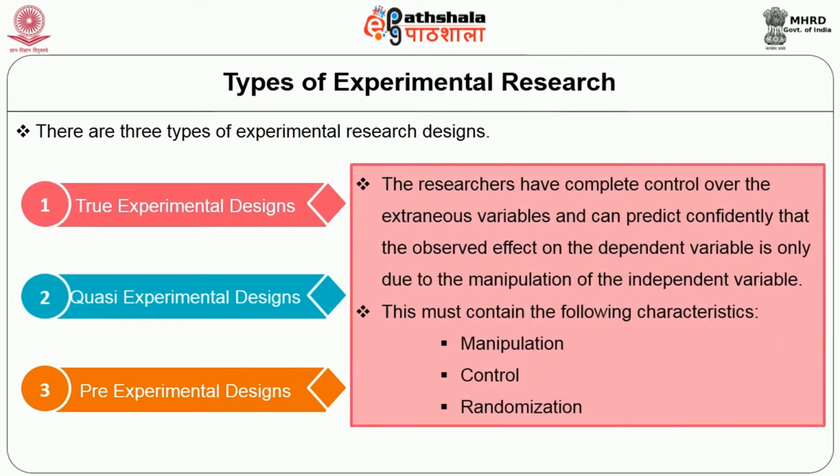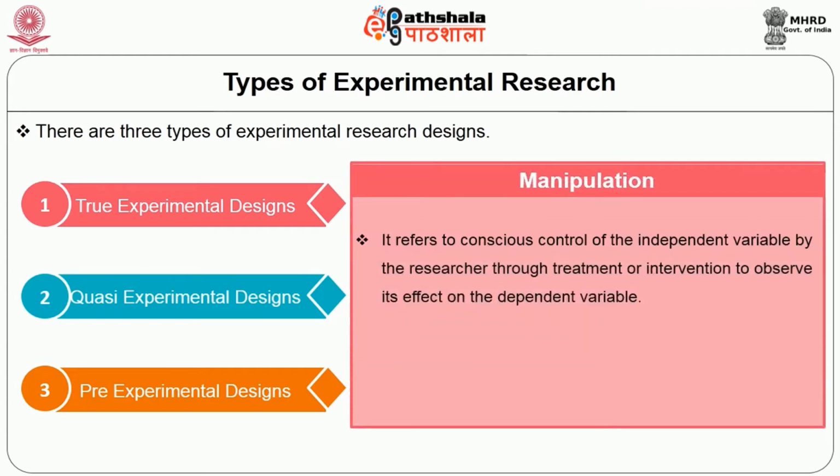The first type of research is the true experimental design. So now let us see what is a true experimental design. Here the true experimental research designs are those where the researcher has complete control over the extraneous variables and can predict confidently that the observed effect is due to the manipulation of the independent variable. A true experimental research design must contain the following characteristics. They are manipulation, control, and randomization.